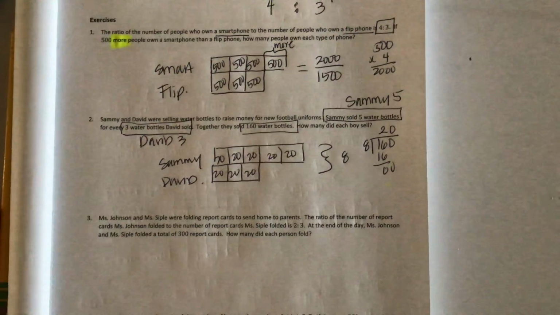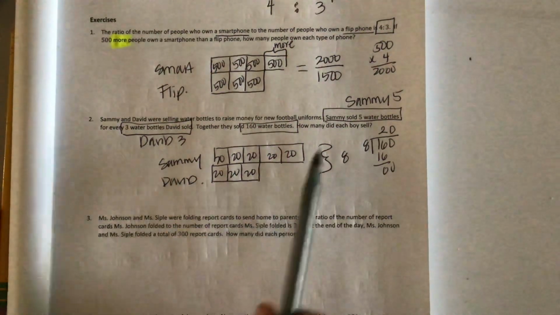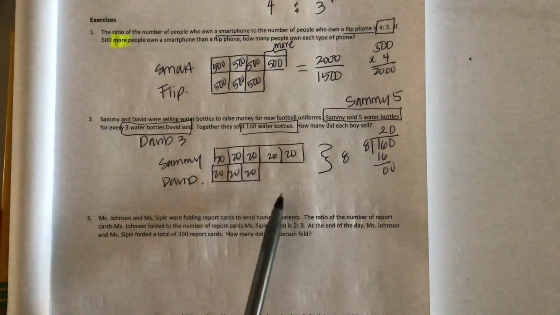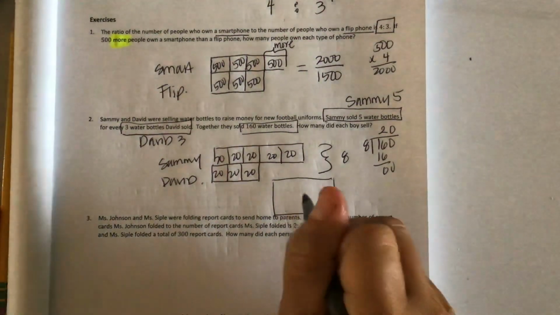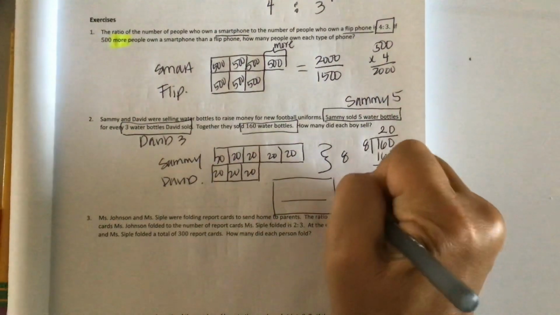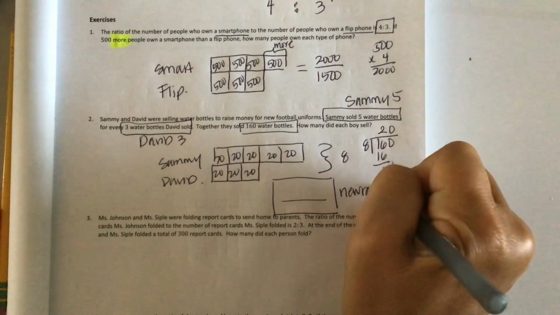All right, my loves, I want you to come up with your new ratio. How many did each boy sell? And that's where we will start tomorrow. You have an amazing day. New ratio. Make it a good one.